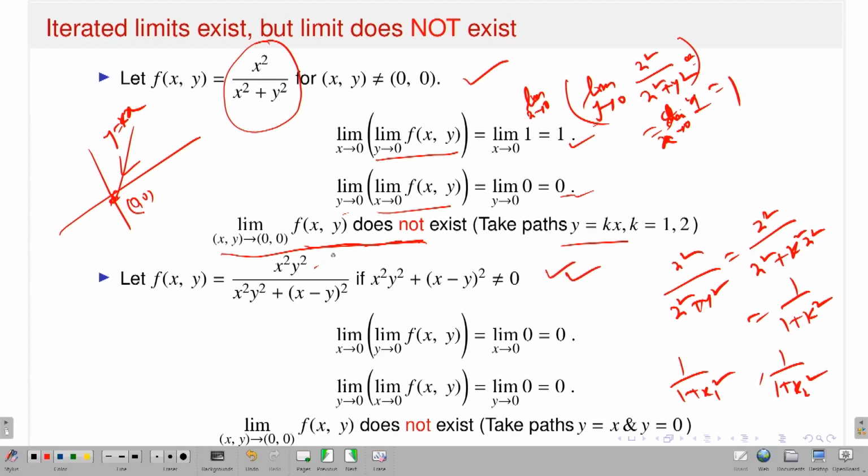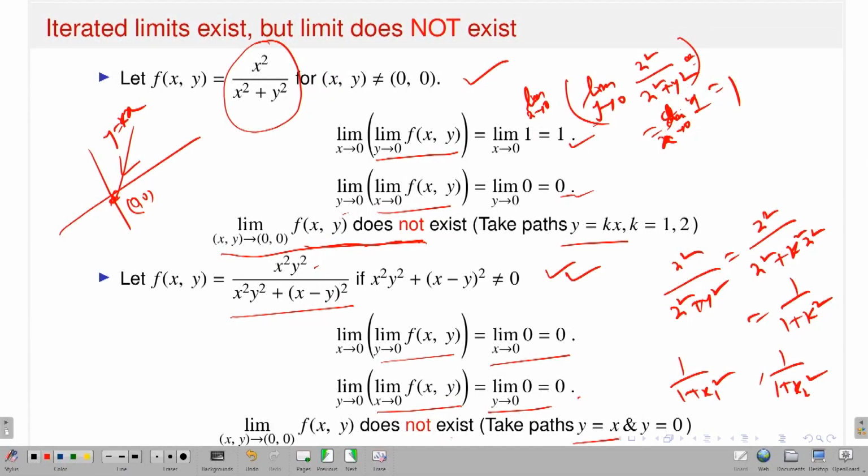x square y square divided by x square y square plus (x minus y) whole square. Again, you can easily check that if I take the limit y approaches 0, this is a 0 function, so the limit is 0. The limit x approaches 0 of f of x, y is also a 0 function, so if I take the limit, this is also 0. However, the double limit as (x, y) approaches 0 does not exist.